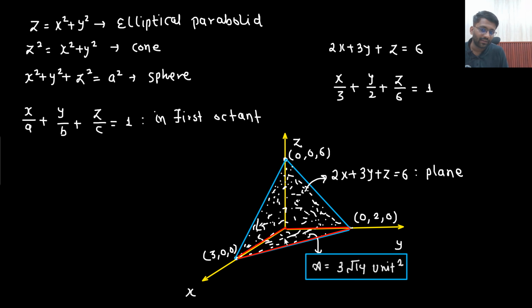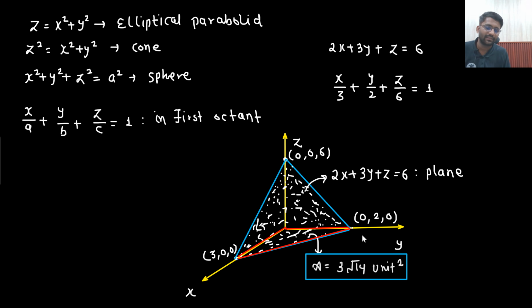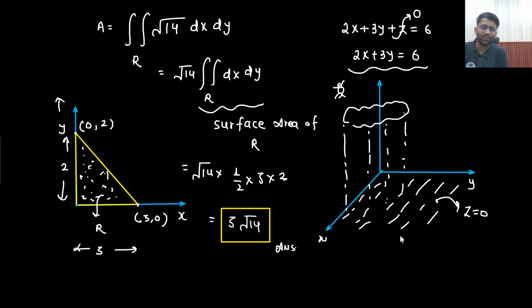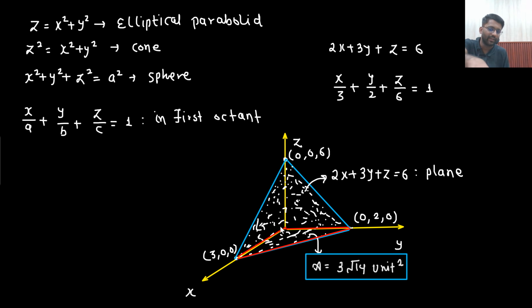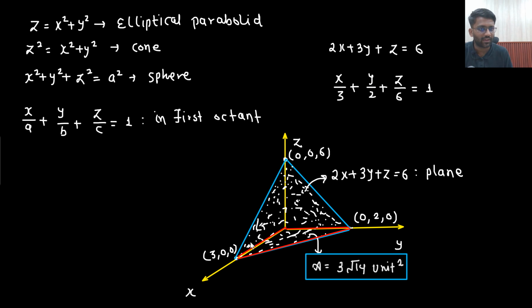A triangle, a triangular shape. On the x axis, 3, 0, 0. On the y axis, 0, 2. And z is 0 only. So isn't it the same triangular structure we are getting? Yes, we are getting the same triangular structure.